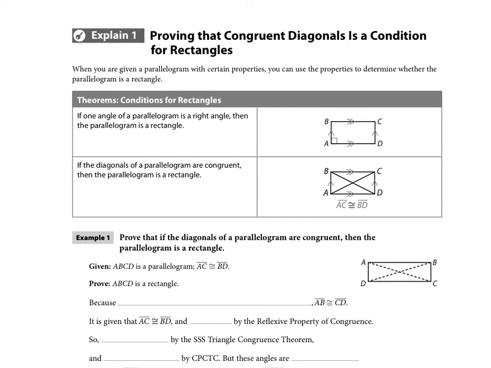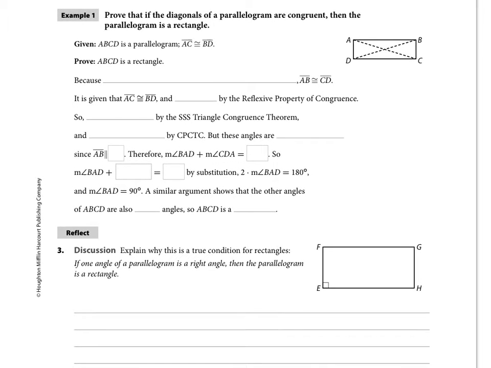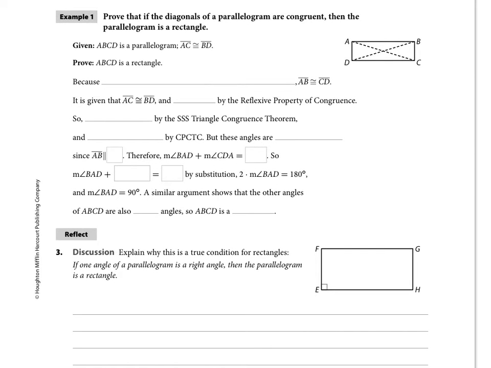The second one is the one we're going to look at right now, and that is that if we have the diagonals of a parallelogram, and we know that those diagonals are congruent in a parallelogram, then the type of parallelogram that it is has to be specifically a rectangle. And so that's AC is going to be congruent to BD. So as we're looking at example 1 here, we're going to prove that if the diagonals of a parallelogram are congruent, then the parallelogram is a rectangle.